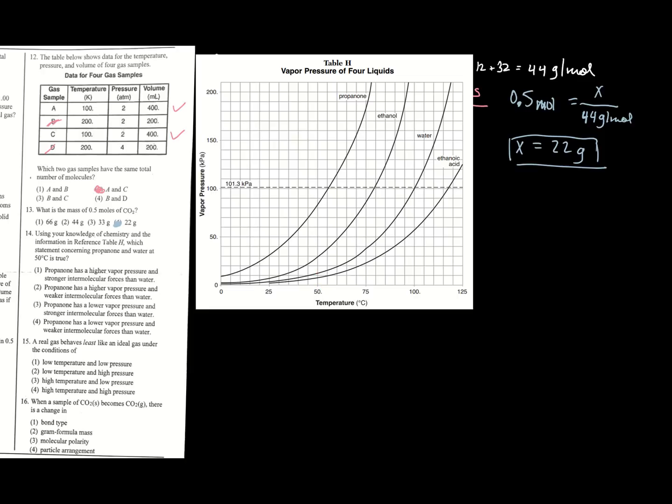Okay, so I'm going to circle where these points are. At 50 degrees Celsius, water is over here and propanone's over here. So we can see that propanone has higher vapor pressure. We're going to cross off choice 3 and 4.